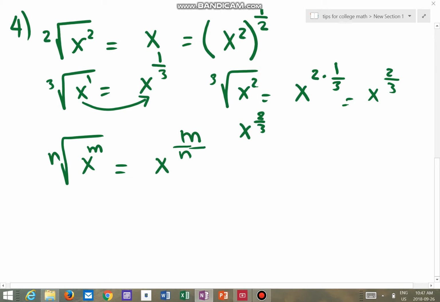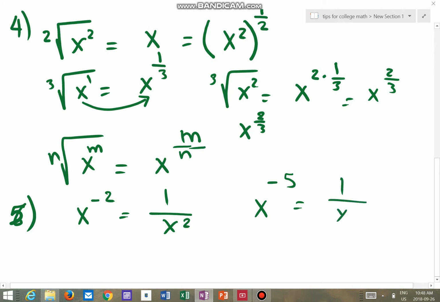Okay, so let's go with the negative exponent. It's number 5. Negative exponent will be when I have x to the power negative 2. Well, x to the power negative 2 is nothing more than 1 over x to the 2. So anytime you see x to the power negative 5, well, it's 1 over x to the 5. So when you switch it, you get the reciprocal of what you have here, 1 over, and then you just have your power as positive.